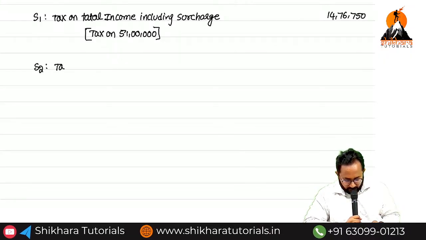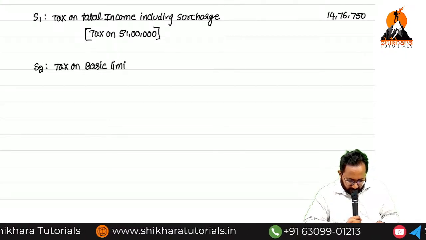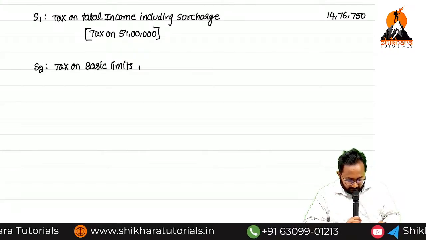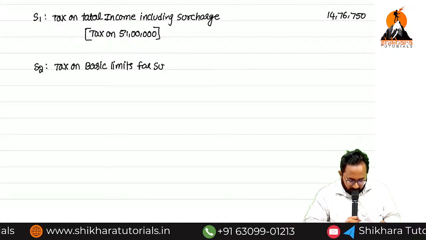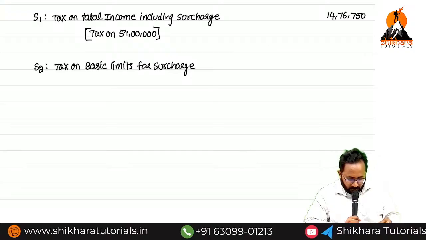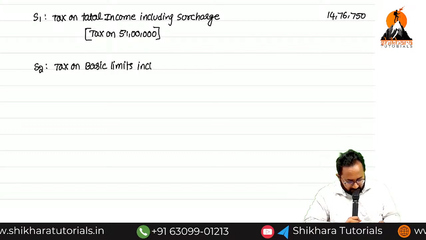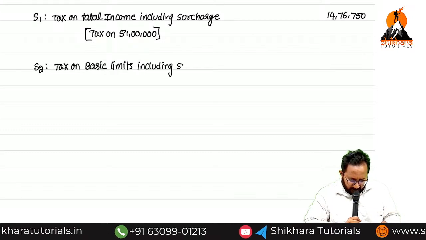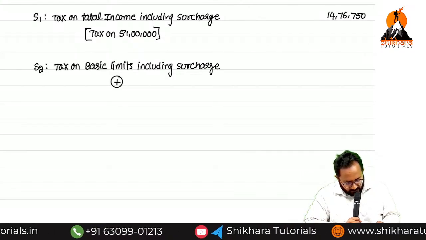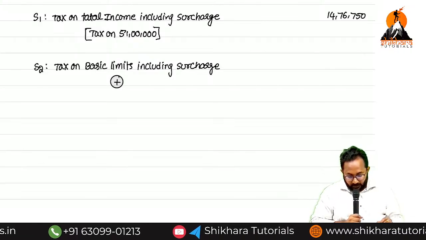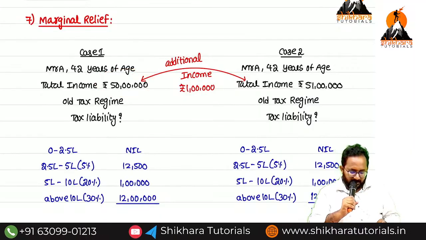Tax on basic limits. Basic limits for surcharge. In this question, what is the basic limit? 50 lakhs. Tax on basic limits, including surcharge if applicable. And next, already we gave one promise. Yes, we said that we can pay the tax on 50 lakh.